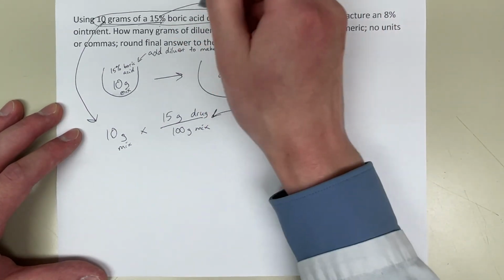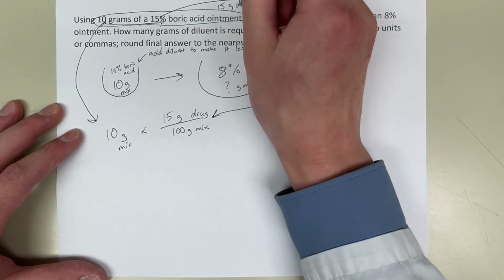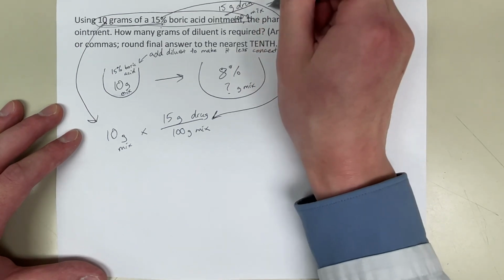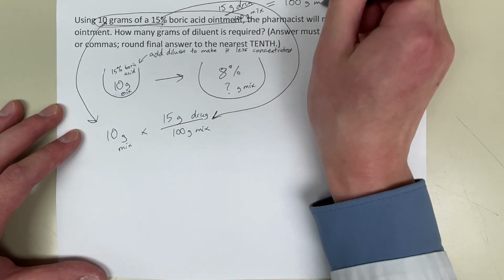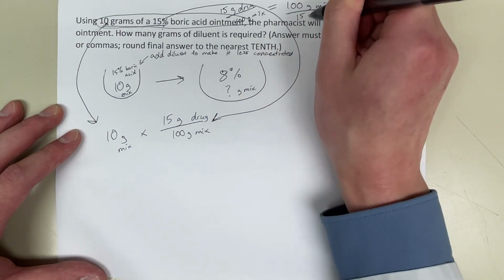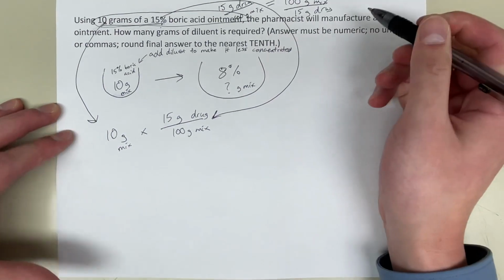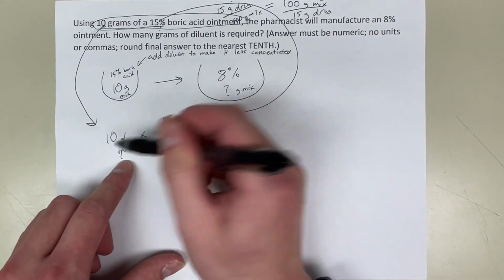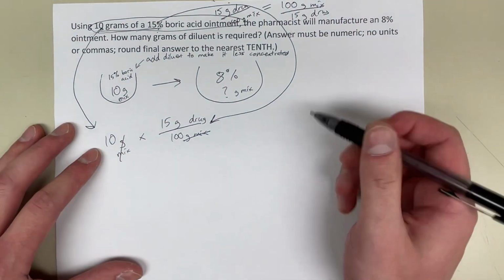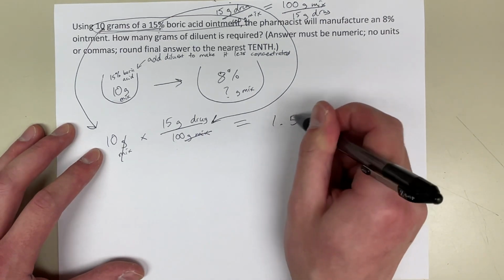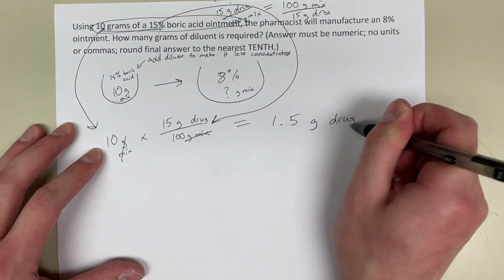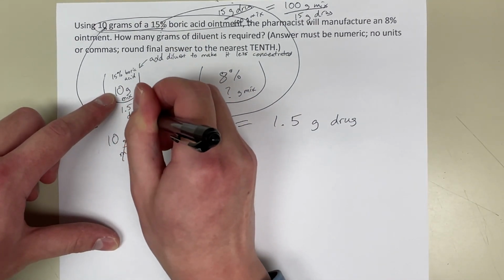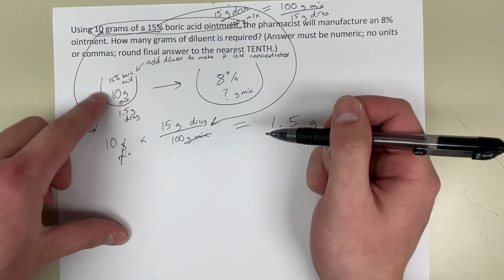Remember, this 15% boric acid can be written as 15 grams of drug over 100 grams of mix, or 100 grams of mix over 15 grams of drug. I know to use this one on the left side here because I want the grams of mix here to cancel out with grams of mix here. And that equals 1.5 grams of drug. So this container has 1.5 grams of drug inside the total 10 grams of mixture.